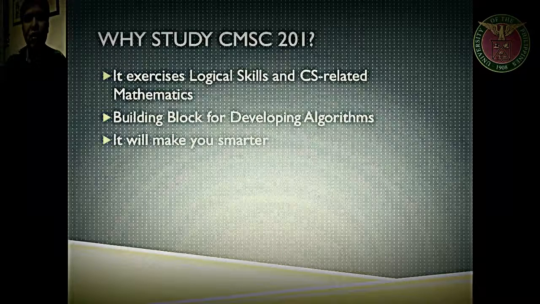Before everything else, I want you to think about why we study ComSci 201. What is the importance of this subject? Why not go straight to programming? Well, a good reason would be logical skills. In order for you to create good programs or solve problems using computers, you need to be logical thinkers. So this subject will actually train you how to be logical thinkers. At the same time, it will give you some knowledge on computer science related mathematics.